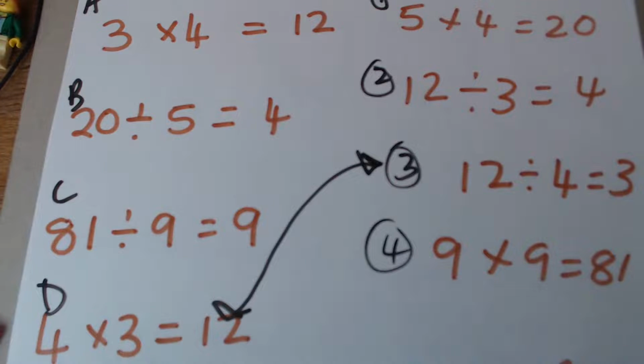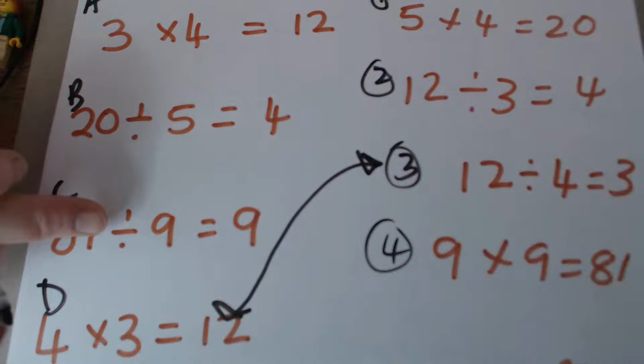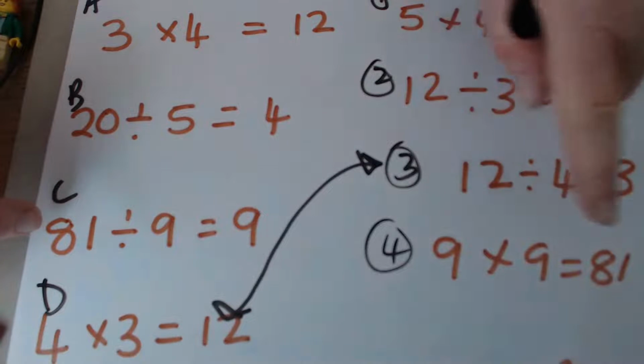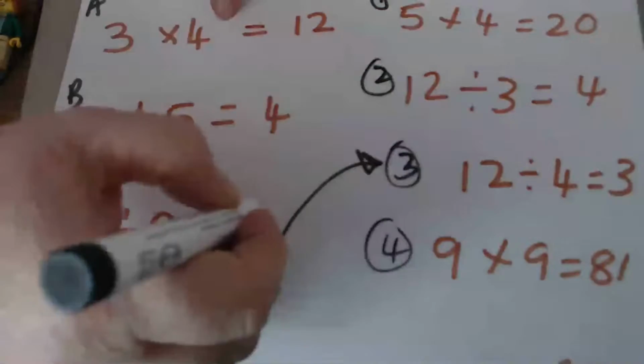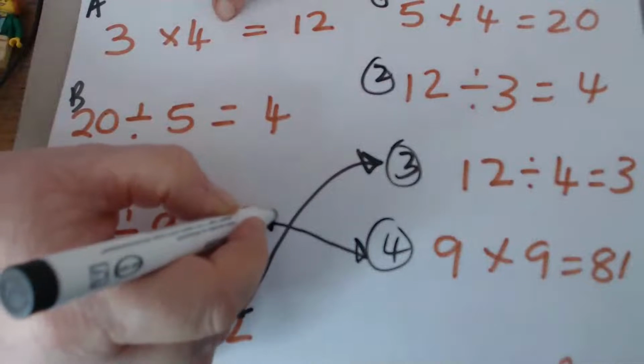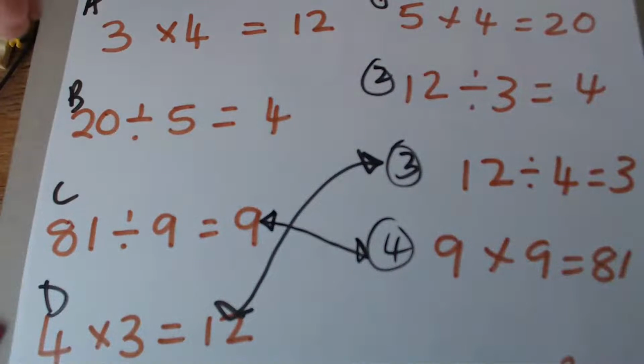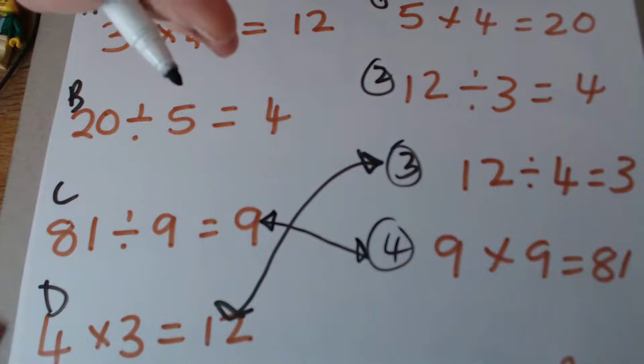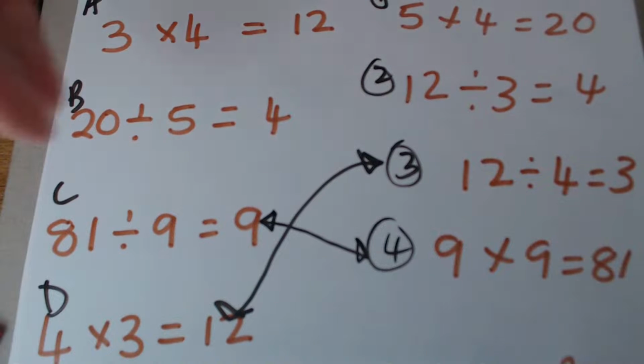C and 4. There's C. 81 divided by 9 is 9. 9 nines are 81. Exactly. 81 shared into 9 groups gives you 9 in each group, because 9 lots of 9 is 81. They are linked.